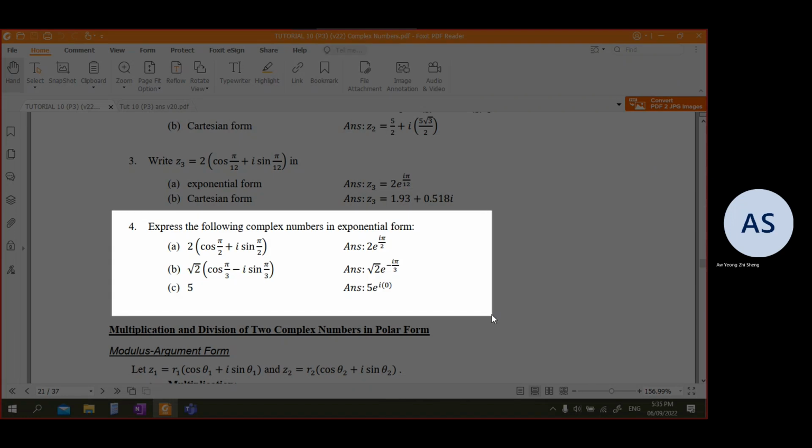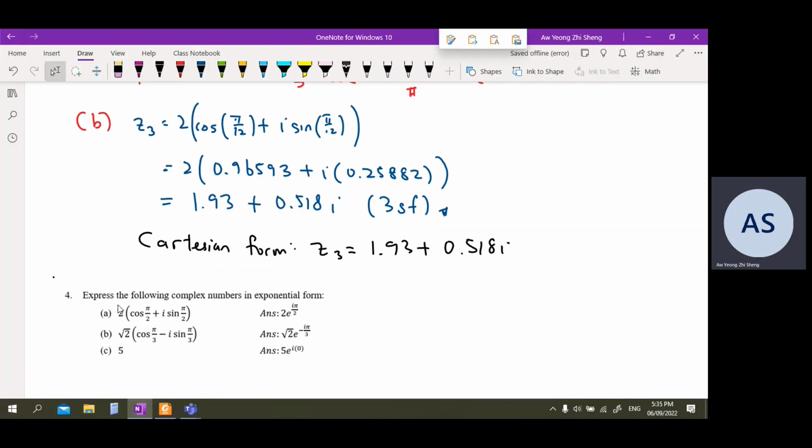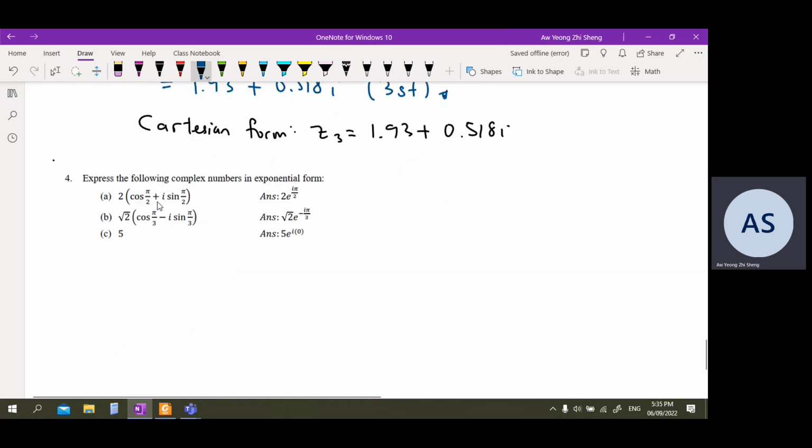Okay, question 4, they give you these few different complex numbers, they want you to convert to exponential form. Okay. Now look at part A. Is it already in modulus argument form? Okay. Modulus argument form needs to be in the form r bracket cos theta plus I sin theta. Okay. Your r can be any positive constant. Inside the bracket, you must have cos followed by I sin. The sign in the middle must be a plus, and of course, your angle must be the same angle.